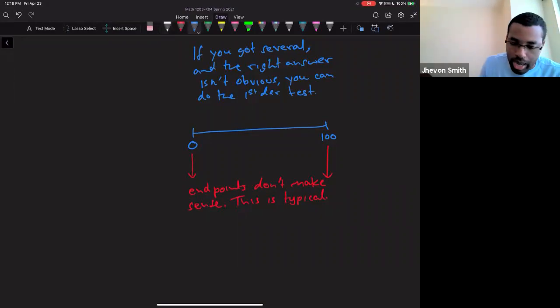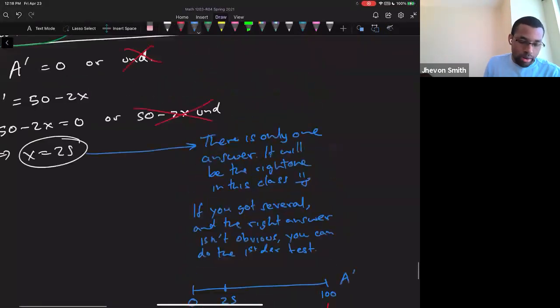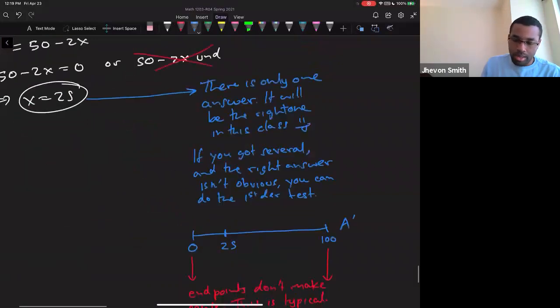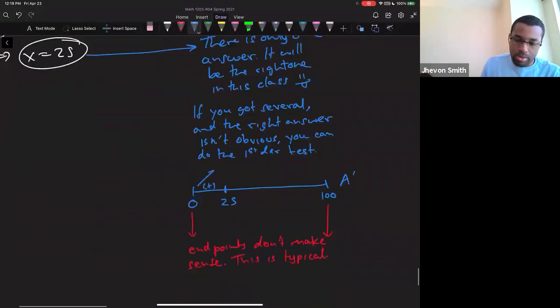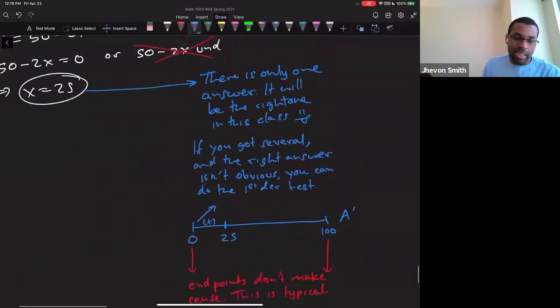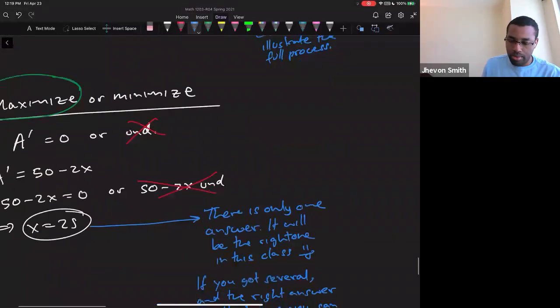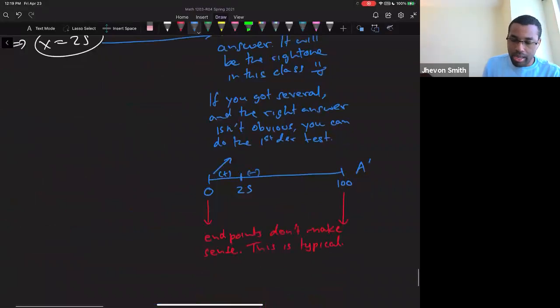So chances are it's going to happen at a local point in between, which we now tested and saw was 25. Now, if you tested that in A prime, plug in, say, 1 into A prime, you would get 50 minus 2, which is positive. So that would be positive, and you would be going up. And if you plug in like 26, you get like 50 minus 52. That's negative. So you'll have a negative on this side, and that will go down. Right? So you can see there that this is a max.